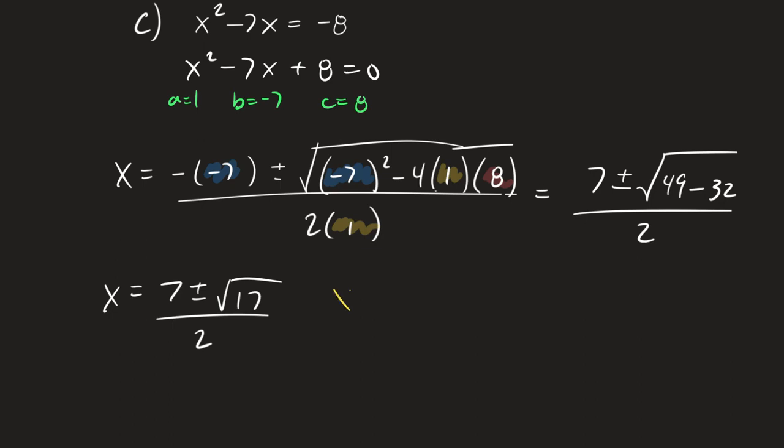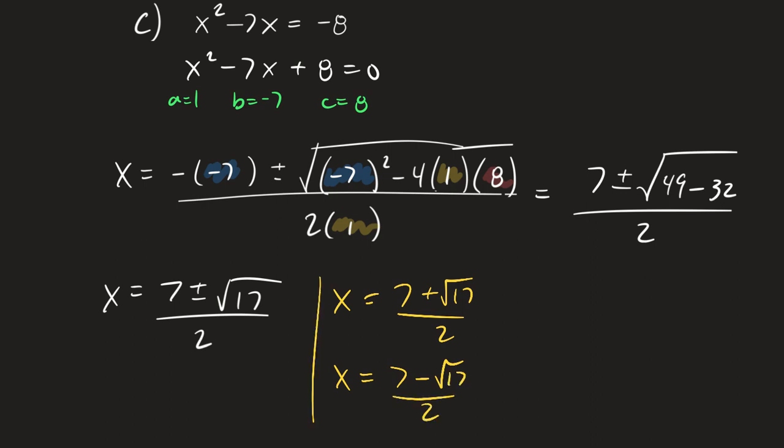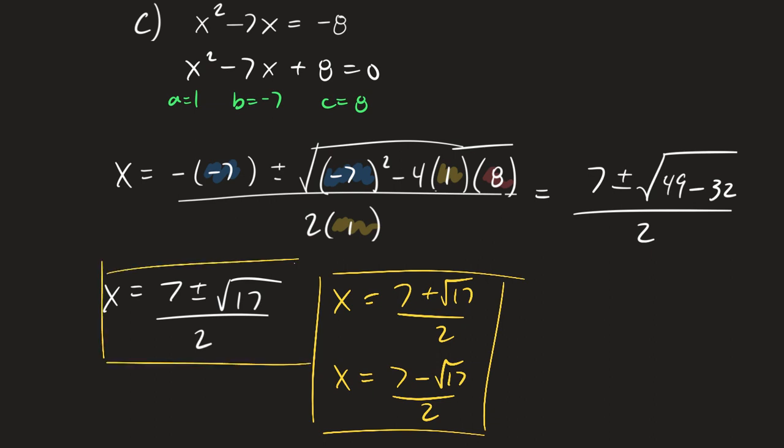So again, you can leave it like that, or you could write it as x equals 7 plus the square root of 17 over 2, and then 7 minus the square root of 17 over 2. There would be your 2 solutions also. Again, either way you want to leave that is fine.